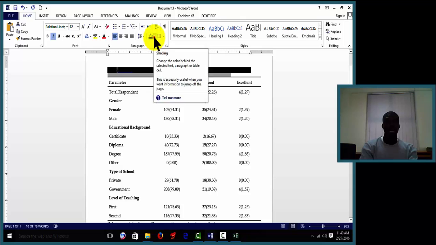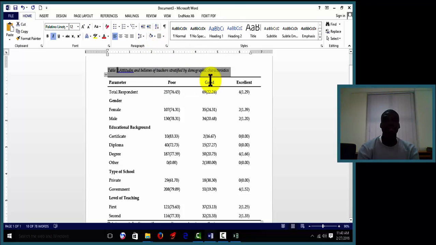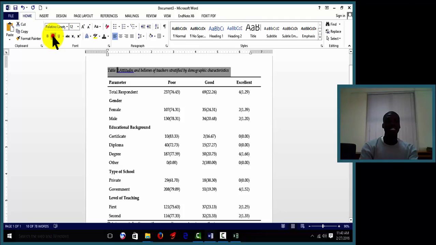I go here and I put it at automatic. I take this highlighting out. I rather want to bold it. Then I come here, separate this one, and then I have a title: Attitudes and Beliefs of Teachers, Stratified by Demographic Characteristics.